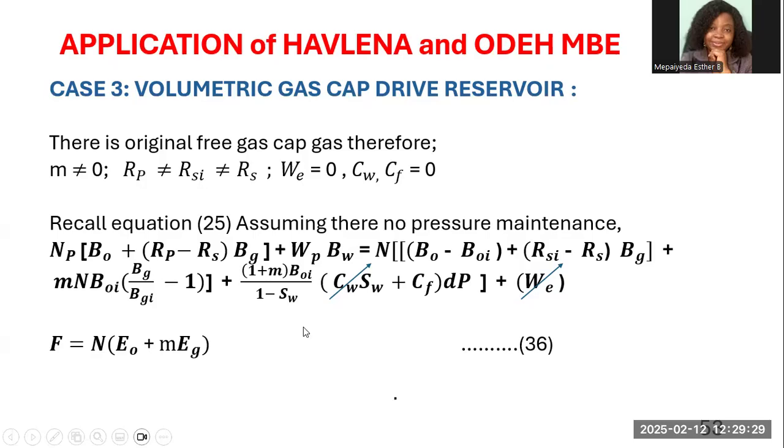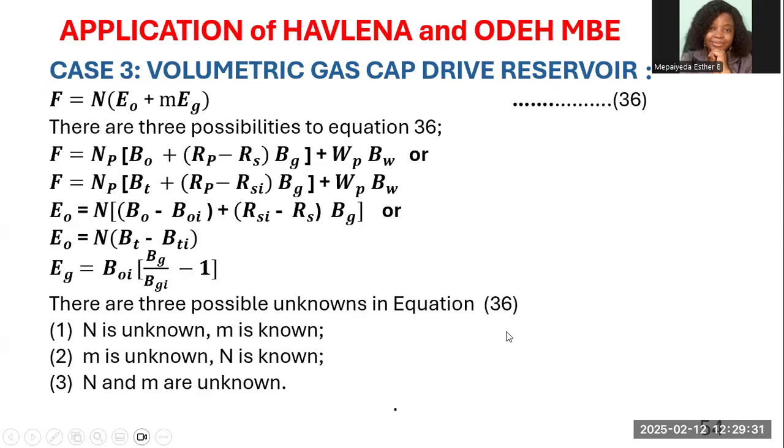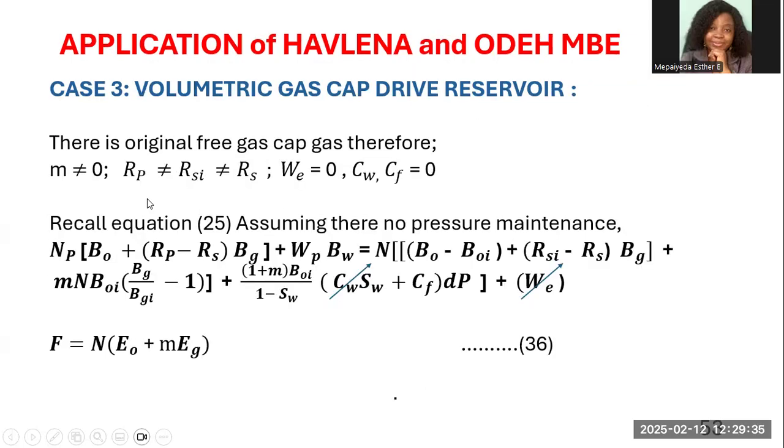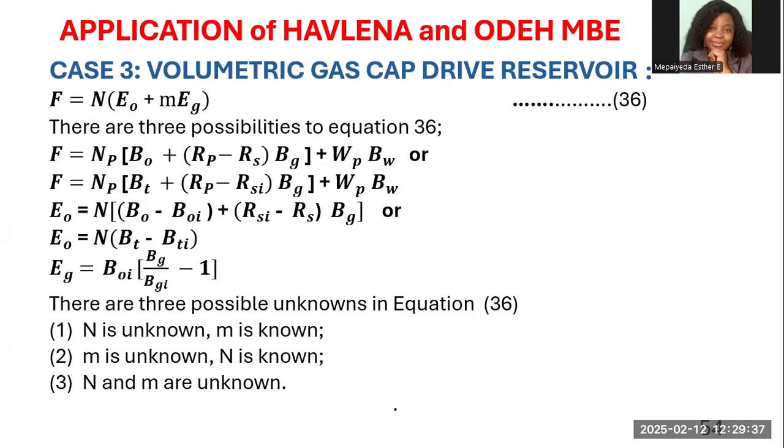So let's go on. What do you have left? You have equation 36: F equals NEO plus MEG. So you observe that most of the time you have F equals NEO plus MEG. But what EO, EG, and EFW are in each case of a reservoir is quite different. So you should have observed that by now.